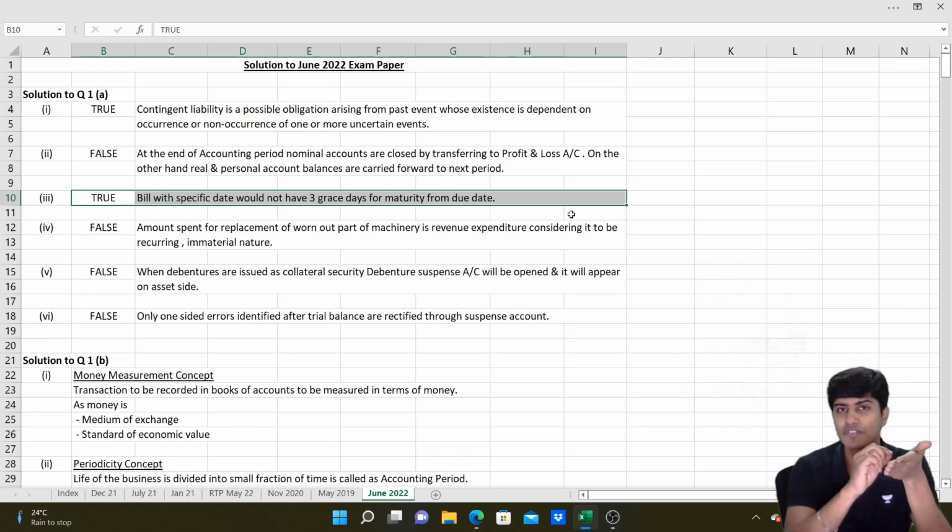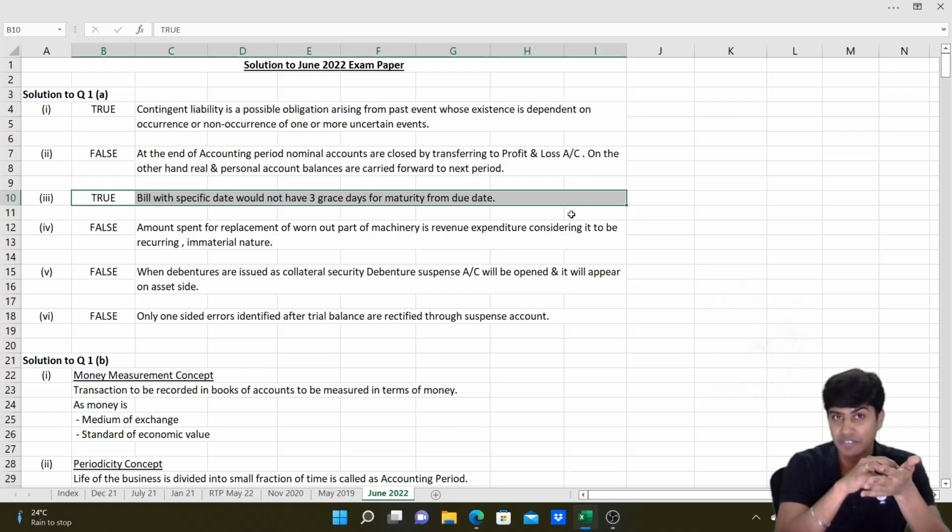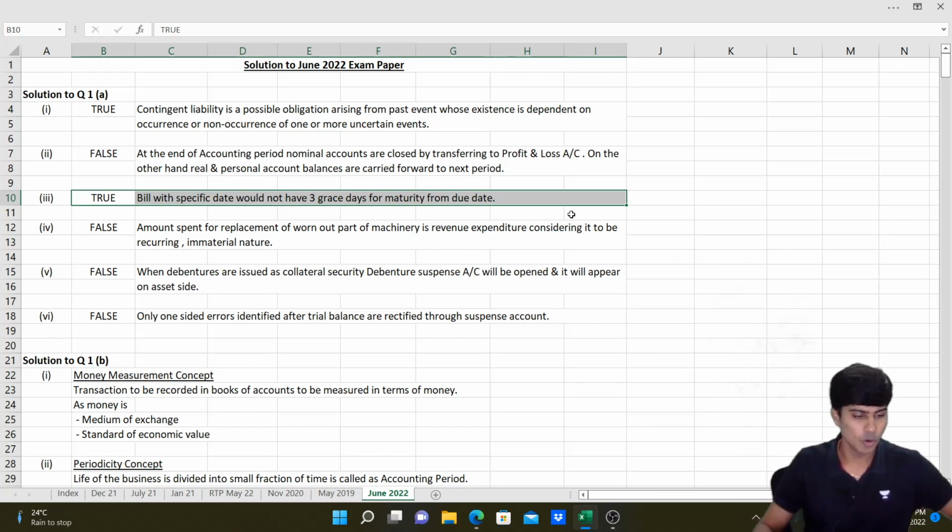In the bill, instead of writing the date of maturity, I'll write bill for 90 days. I unconditionally order you to pay me the money after 90 days, after 20 days, after 15 days. If I say that way, then to the bill date we add that bill period and also add 3 grace days to arrive at the maturity date. I hope you all understood.